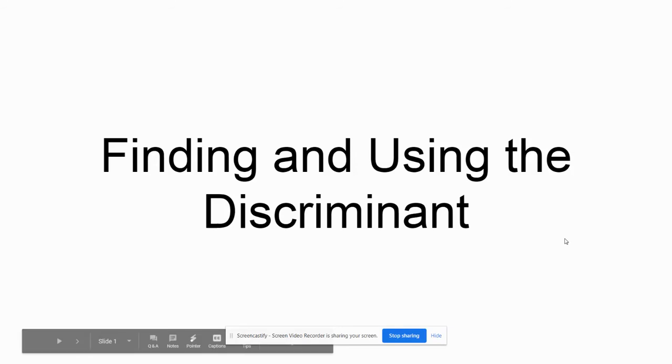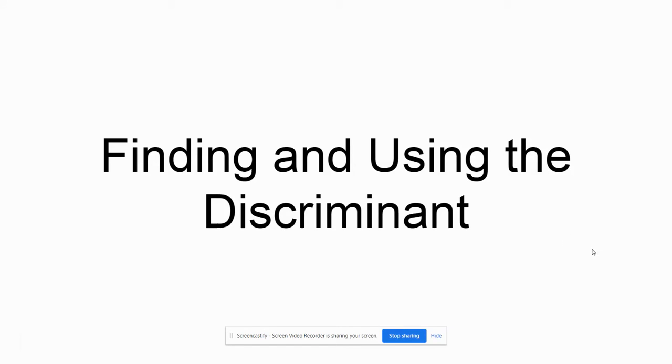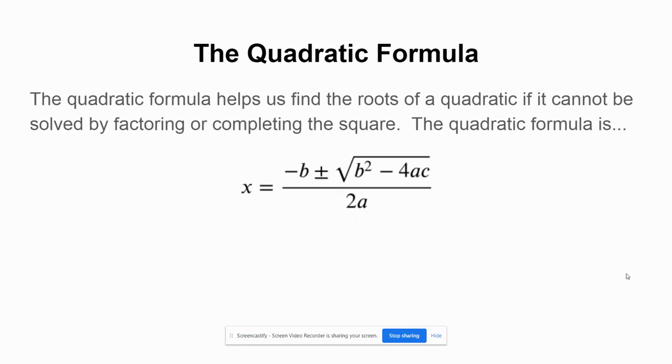So in this lesson, we're going to talk about how to find and use the discriminant, as well as what the discriminant actually is. Before we talk about the discriminant, we need to know about the quadratic formula. This is a formula that helps us to find the roots of a quadratic if we can't solve it by factoring or completing the square, because we know those two cases are very special. We spent a lot of time looking at them. But if I can't factor a quadratic or complete the square, I have the quadratic formula as an option.